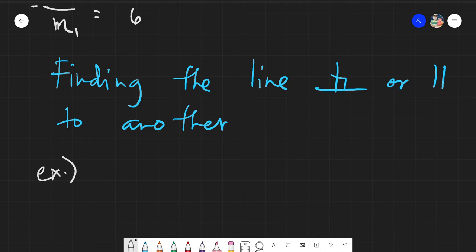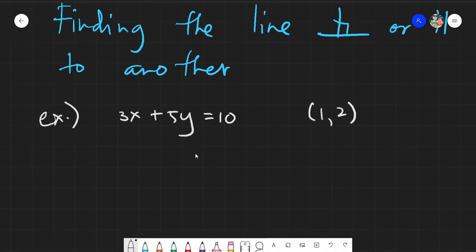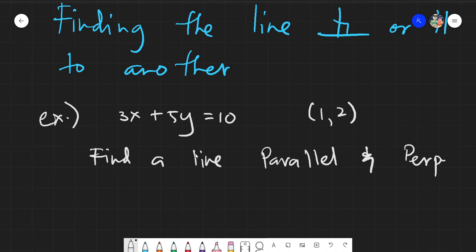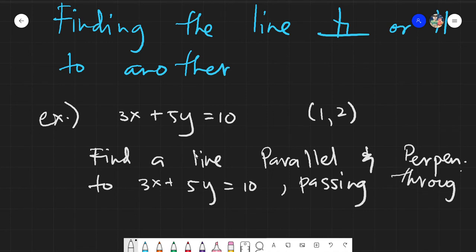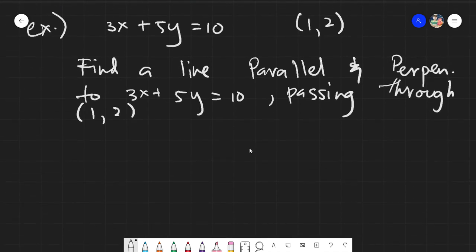Most problems will be given like this. Say we have a given equation, 3x plus 5y is equal to 10. This is our existing line, and the given point is simply (1, 2). So I will ask you, find a line parallel and perpendicular to 3x plus 5y equals 10, passing through (1, 2). So how do we solve these kinds of problems? You are being asked for the equation of a line that is parallel or perpendicular to 3x plus 5y equals 10 and is passing through (1, 2).